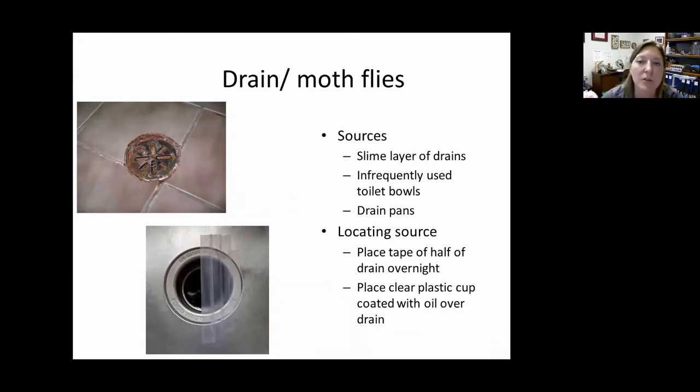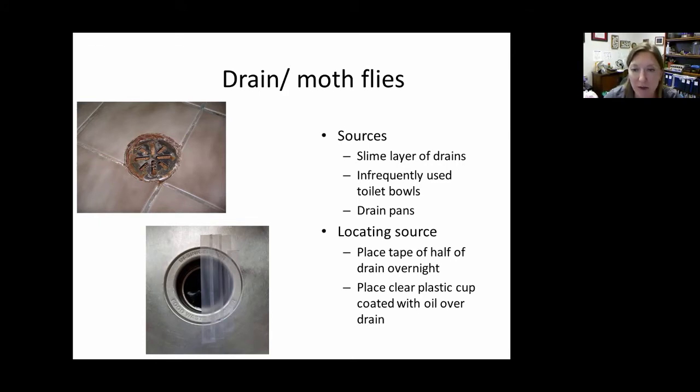So when we're looking for sources of drain and moth flies, it's going to be a common theme for this presentation, because a lot of these we need to find where they're coming from so we can figure out what we need to control. So sources for these: the slime layer of drains is a common one. And this could be any sort of drain that you're talking about. You see in the pictures there is a floor drain, which is really nasty. We also have a kitchen sink drain there, and that one is actually hooked up to a garbage disposal, which can lead to even more organic matter buildup.